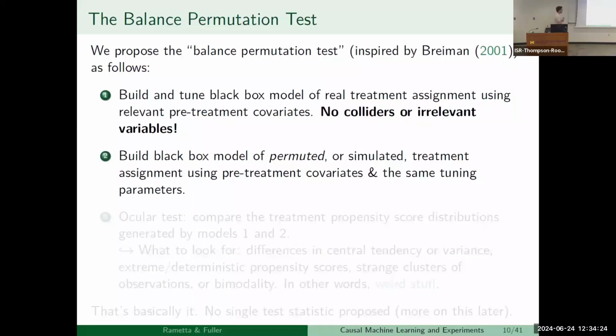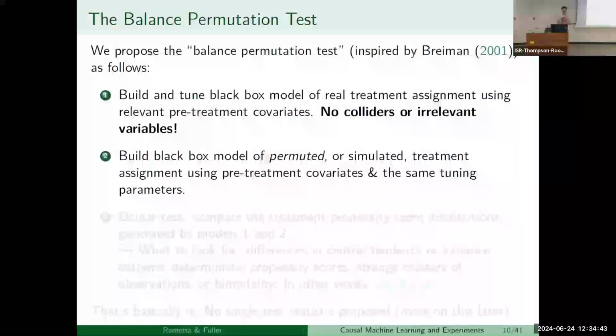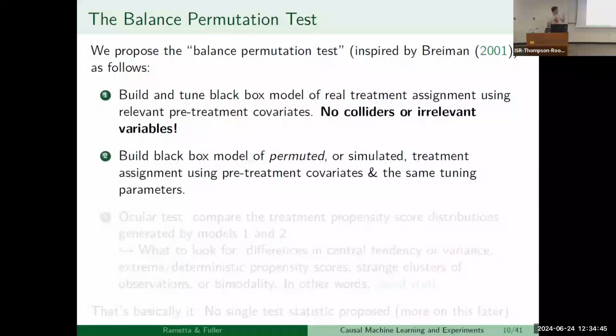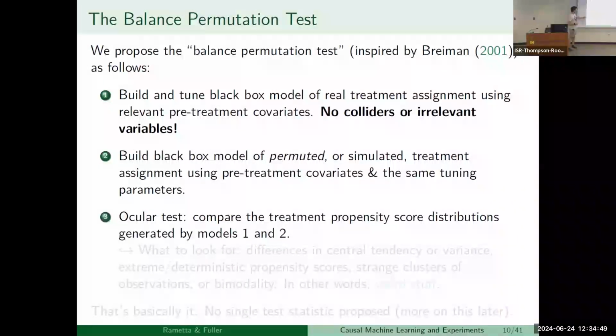The second thing you're going to do is build a black box model of permuted or simulated treatment assignment. So you're going to take the real treatment assignment vector that you have and just randomly permute it, shake it up, break up any dependencies that there might be between treatment assignment and pretreatment covariates. And we're going to do that with the exact same model and tuning parameters as we did in the first step. This turns out to be kind of important, but maybe we'll talk about that a little bit later.